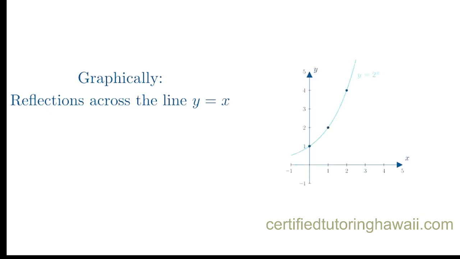It has a y-intercept at (0, 1), passes through (1, 2) and (2, 4), and has a horizontal asymptote at y equals 0. Now let's add the line of reflection, y equals x. If we reflect the blue exponential graph across the red line, we get the black logarithmic graph, y equals log base 2 of x. Notice two key things about the logarithmic graph.